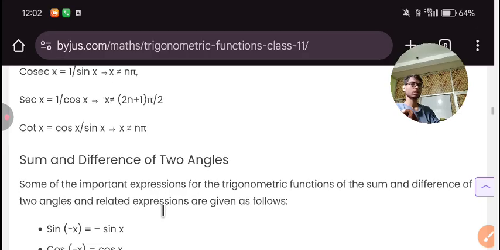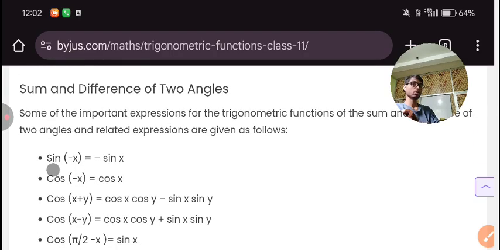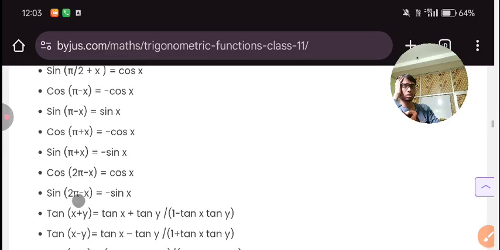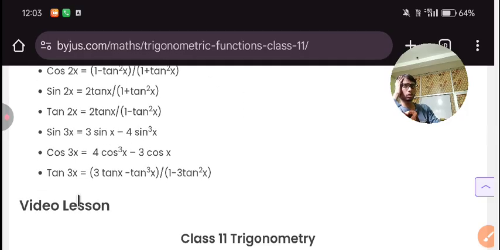Sum and difference of two angles. Some important expressions for the trigonometric functions of the sum and the difference of two angles and related expressions. Remember, these are formulas, and they can be remembered while doing questions.